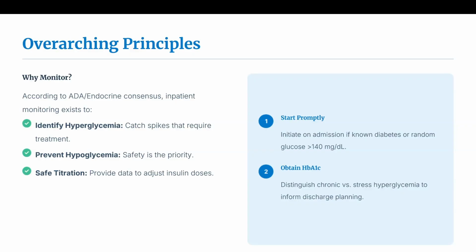Safety is always the priority, hence prevent hypoglycemia. Hypoglycemia is more dangerous than hyperglycemia. Safe titration: provide data to adjust insulin doses.